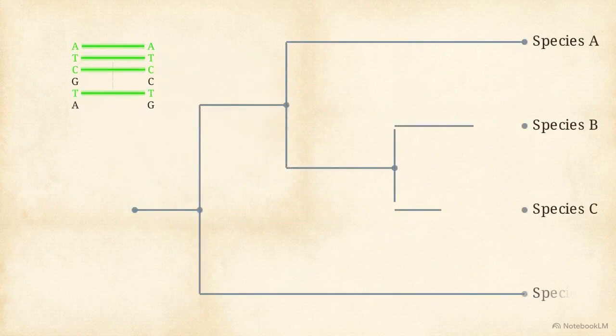The rule here is strict. The more similar the sequence of DNA bases between 2 species, the more closely related they are. It proves they share a more recent common ancestor on the evolutionary tree.